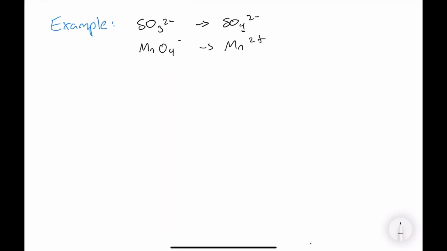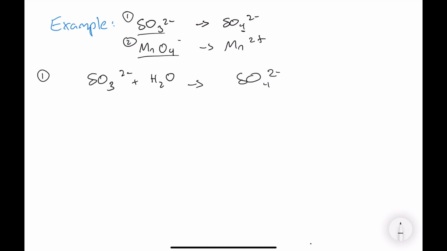Okay, so here I have two half equations that I want to balance to get the overall redox equation, and this is a reaction between sulfite ions and manganese 7 oxide or permanganate. So first I'll focus on the sulfite ion half equation. So the sulfurs are already balanced, so we don't need to change that. So we can go straight into balancing the oxygens, which if you remember is by adding water.